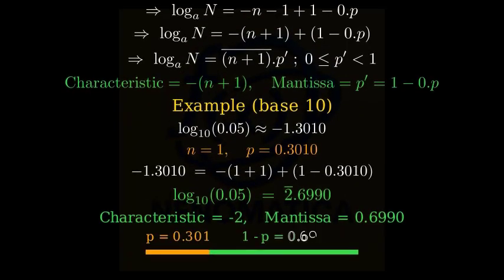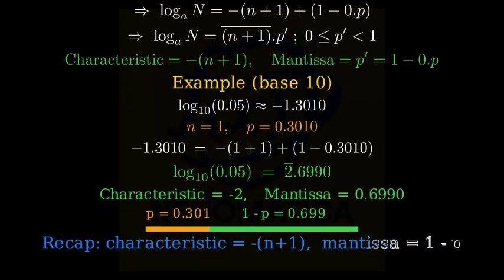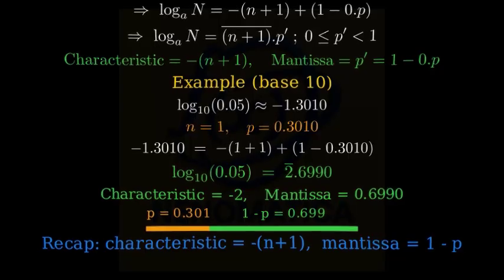Visually, the new mantissa is simply the complement of p to 1. If p is about 0.301, then 1 minus p is about 0.699. Recap: for a negative logarithm written minus n point p, separate the integer and fractional parts, add and subtract 1, then group to get minus n plus 1 plus the quantity 1 minus p. The characteristic is minus n plus 1, and the mantissa is 1 minus p, which lies between 0 and 1.